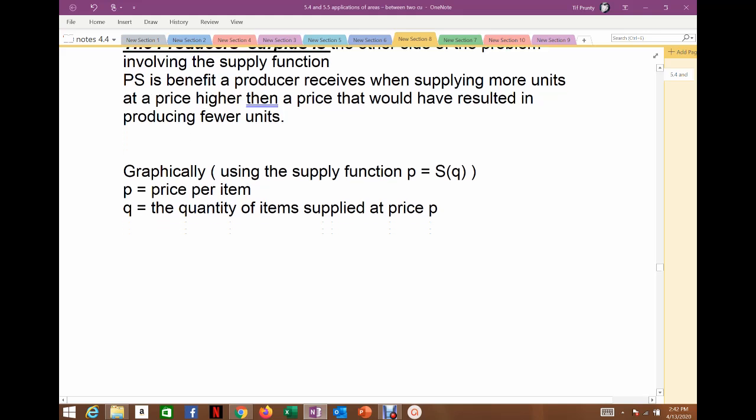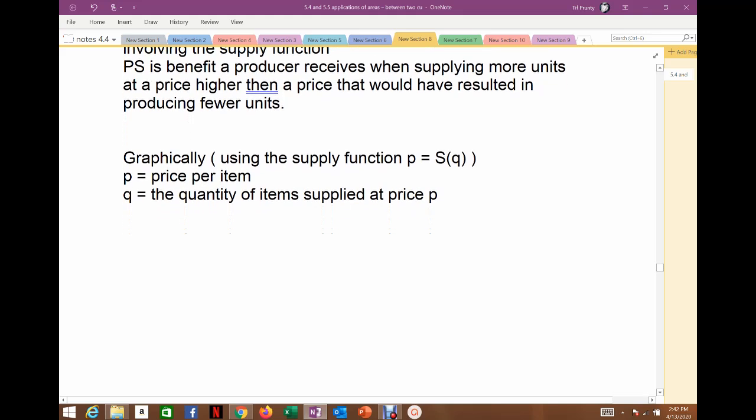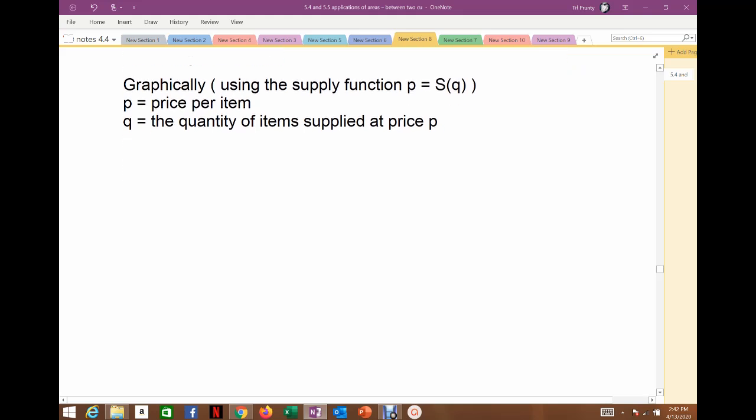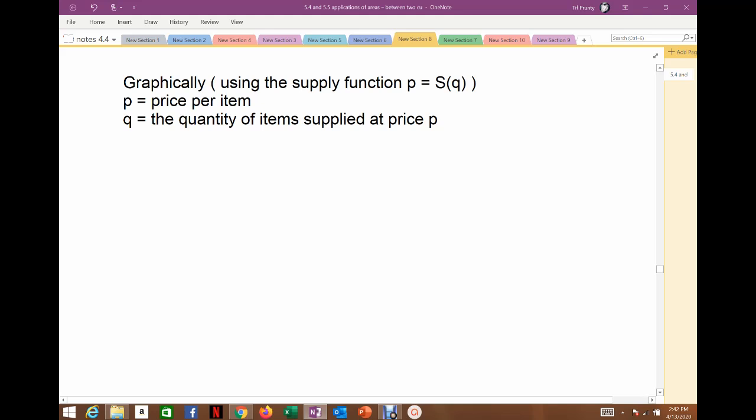All right, so the producer surplus is the extra money the producer felt like they got from the revenue. They would have been willing to settle for lower prices and less quantity sold. All right, but they didn't have to. And so this would be the extra amount of money they feel like they earned, over and above what they would have been willing to settle for. All right, so graphically this involves the supply function in terms of price. Price is what comes out, quantity is what goes in.